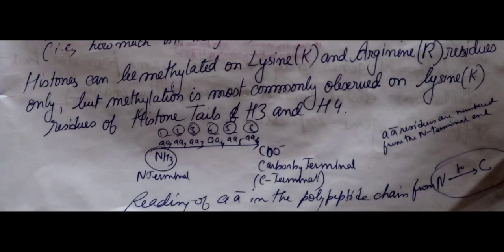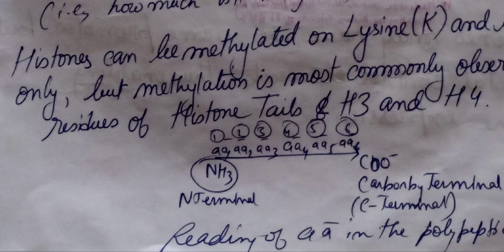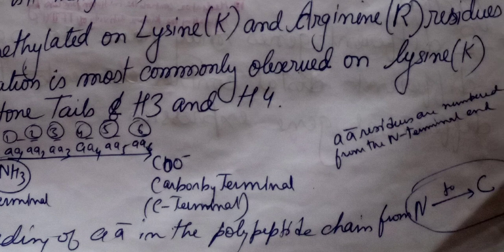Now comes the amino acids that are mostly getting methylated. Histone can be methylated on lysine, denoted by the one letter code K, and arginine, denoted by R residues. So histones can be methylated on lysine and arginine residues only, but methylation is most commonly observed on lysine residues of the histone tails H3 and H4. So remember, histone can be methylated on lysine and arginine residues.